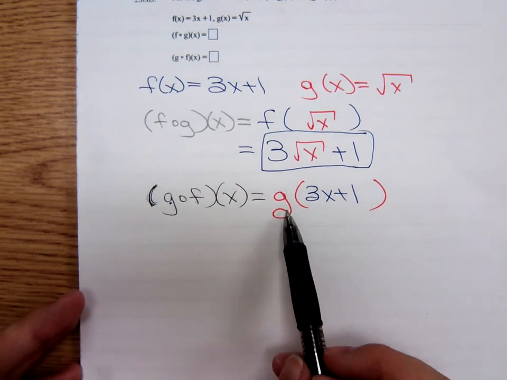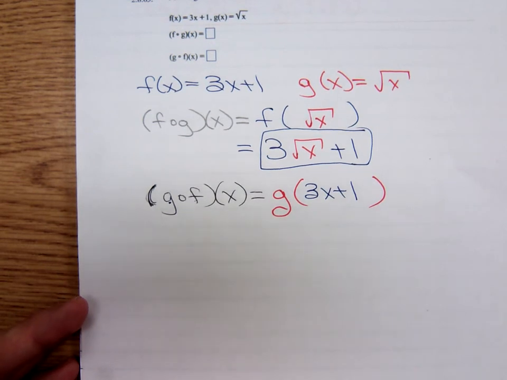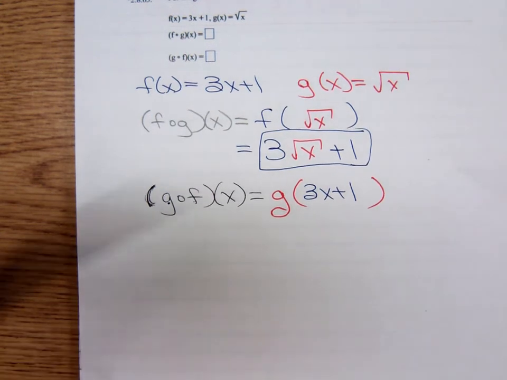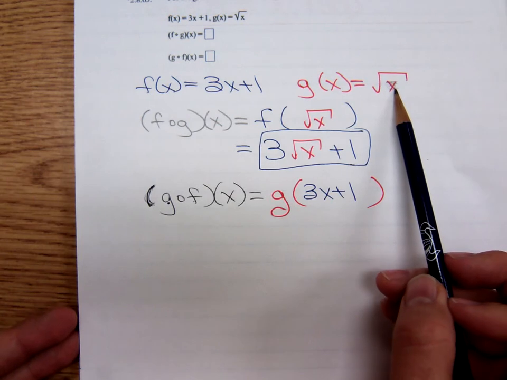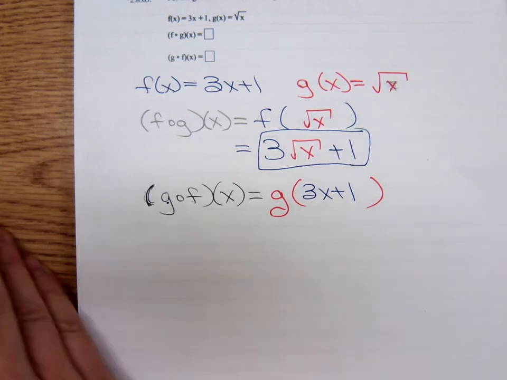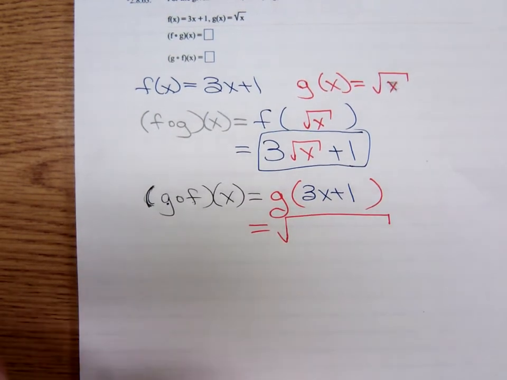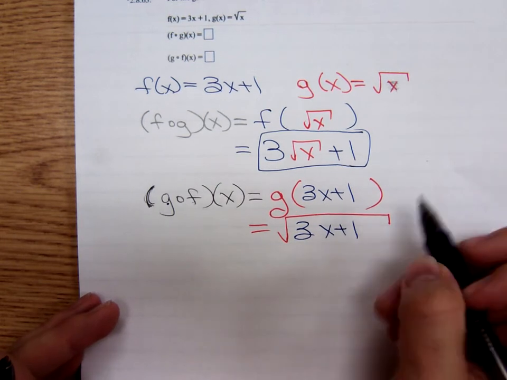So this says go to our function g. Wherever you see a variable, plug in. I'm going to come up here where you see that variable there. You're going to plug in 3x plus 1. So we have a square root of 3x plus 1.